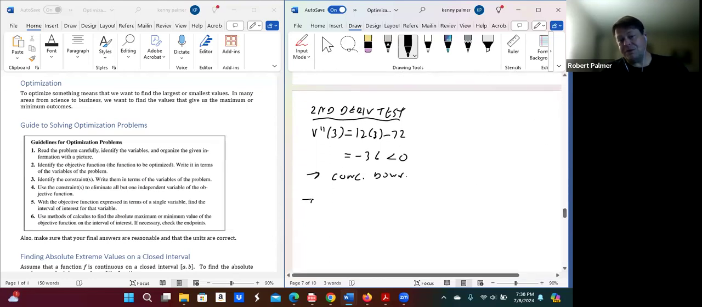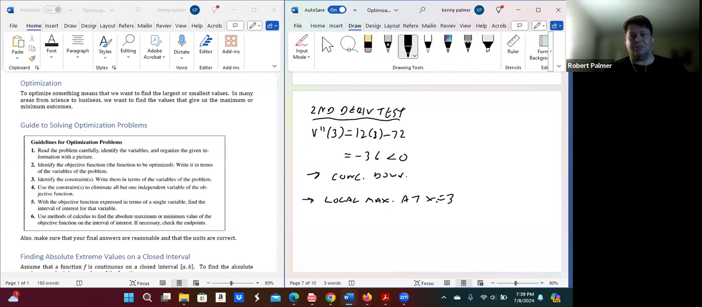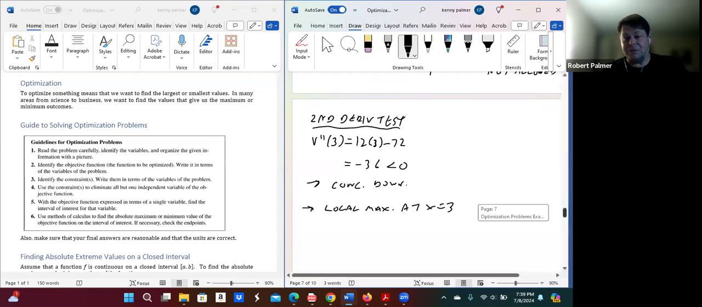It also tells us we have a local maximum value at x equals 3. Okay. Now, one more thing. So that's where our local maximum is going to be.